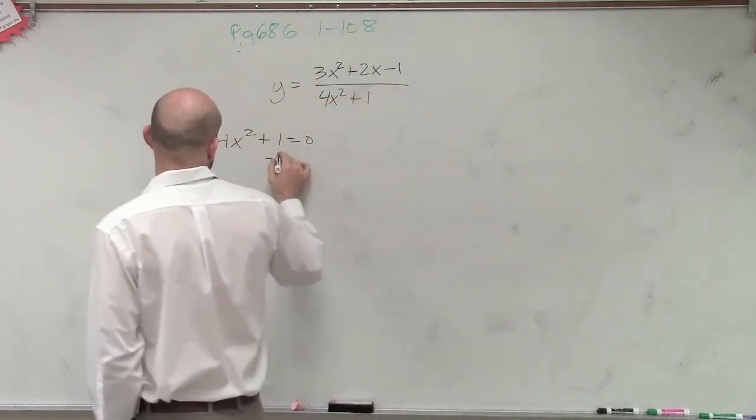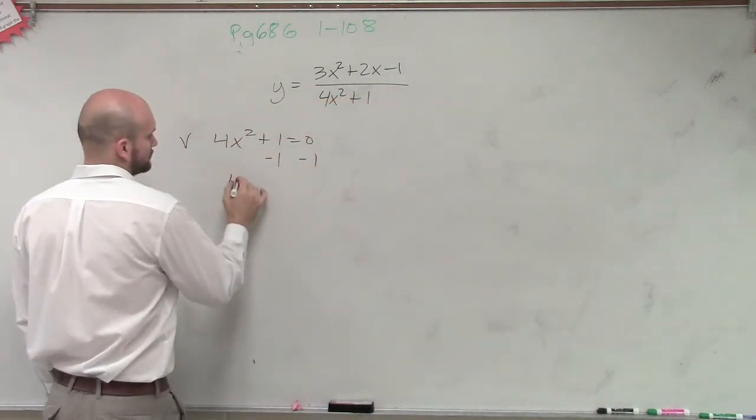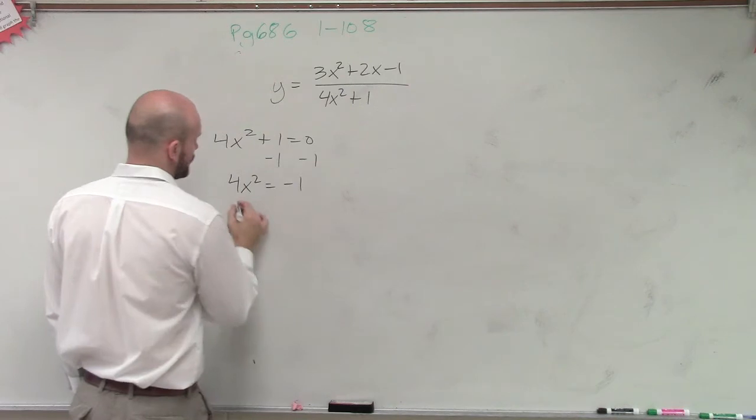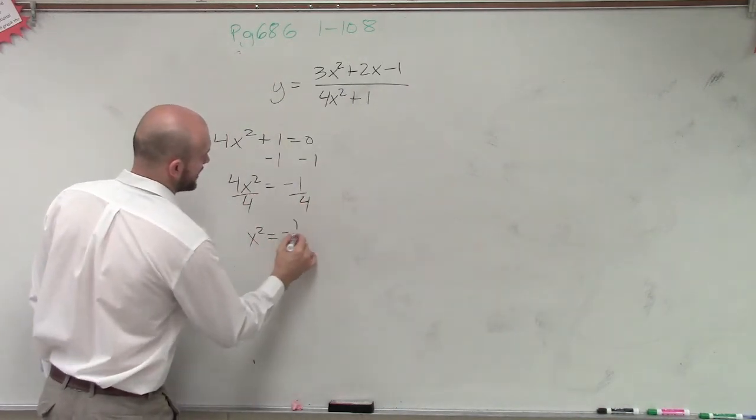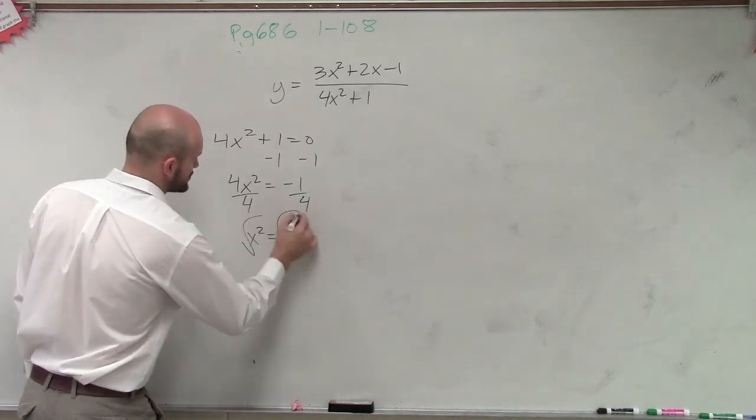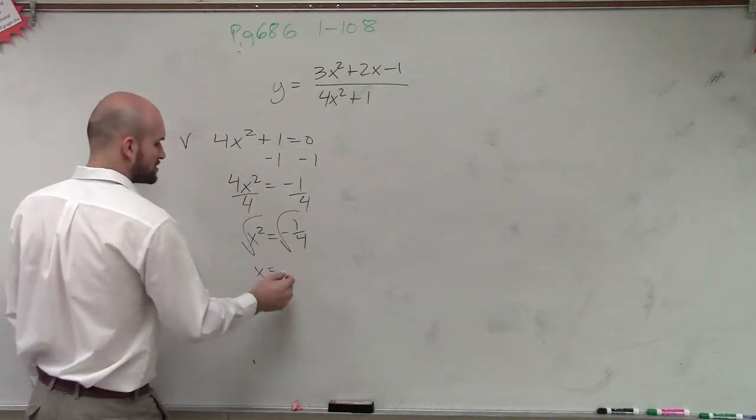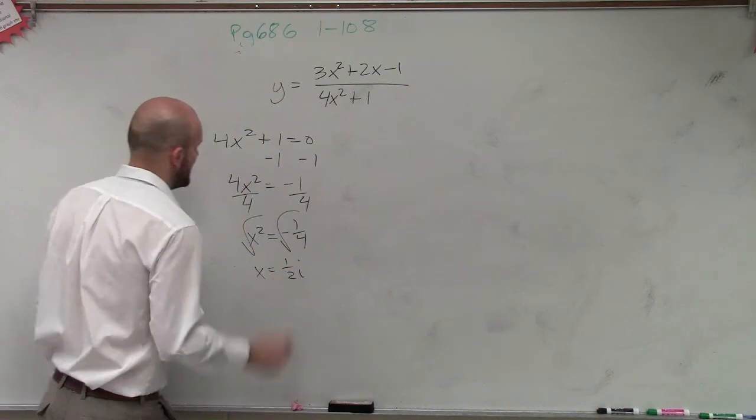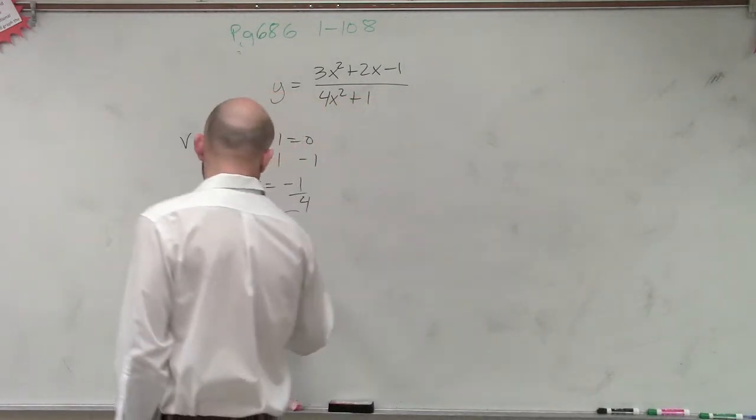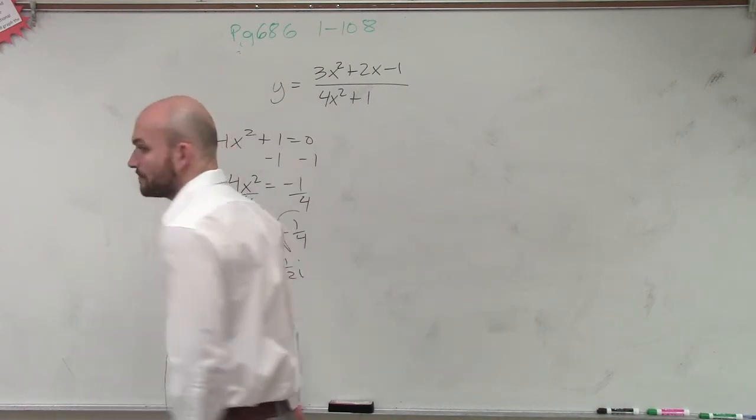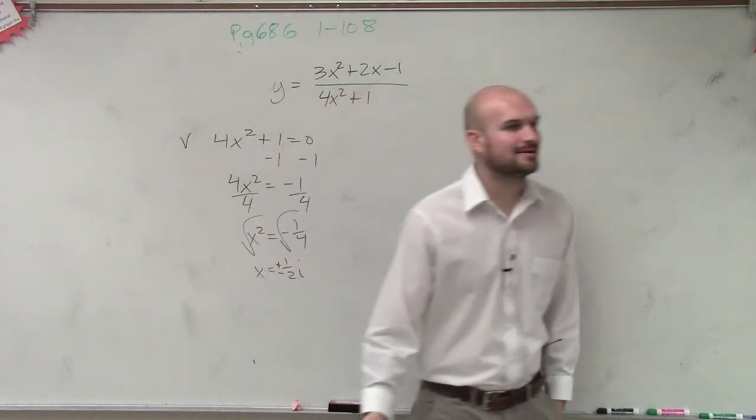So subtract 1. 4x squared equals negative 1. Divide by 4, divide by 4. x squared equals negative 1/4. Square root, x equals 1/2 i, plus or minus, right? So our asymptotes are imaginary.